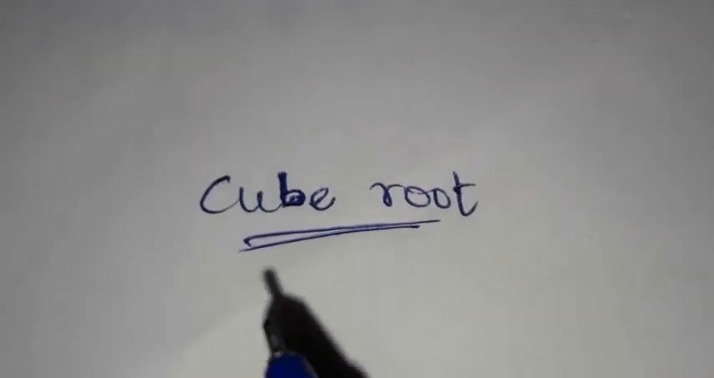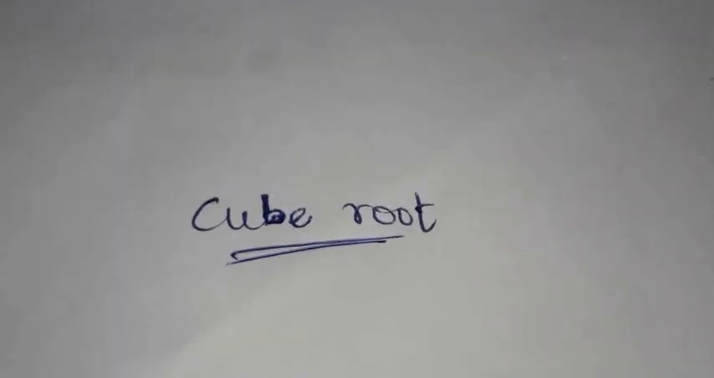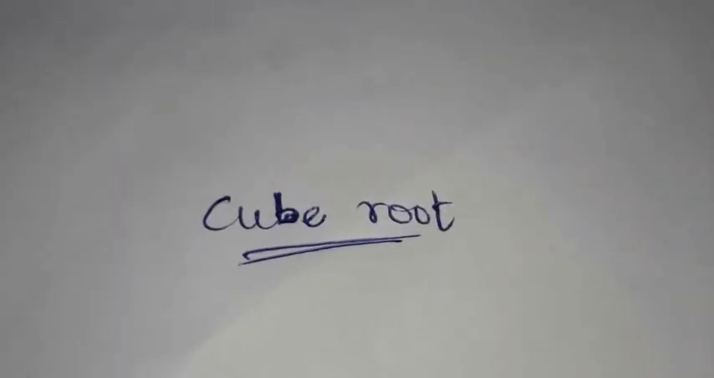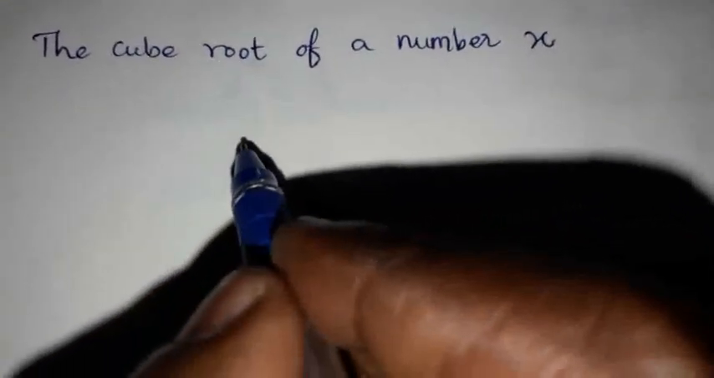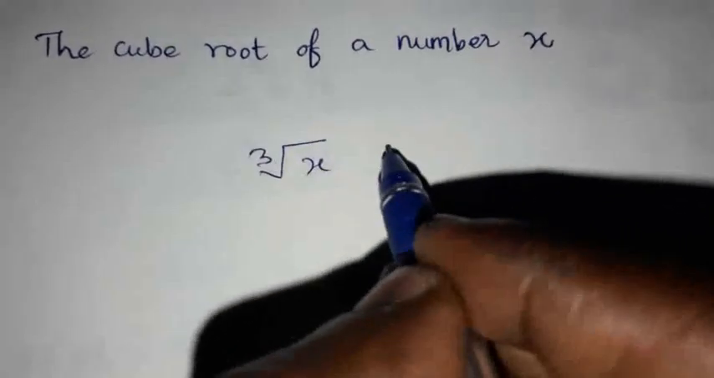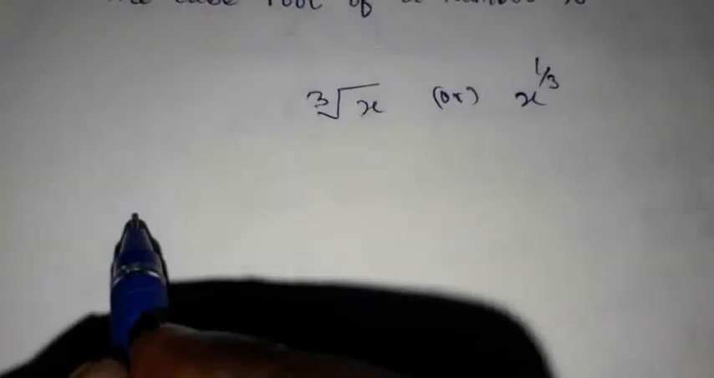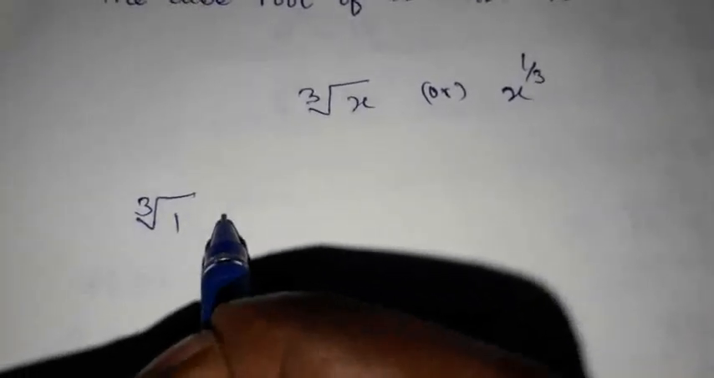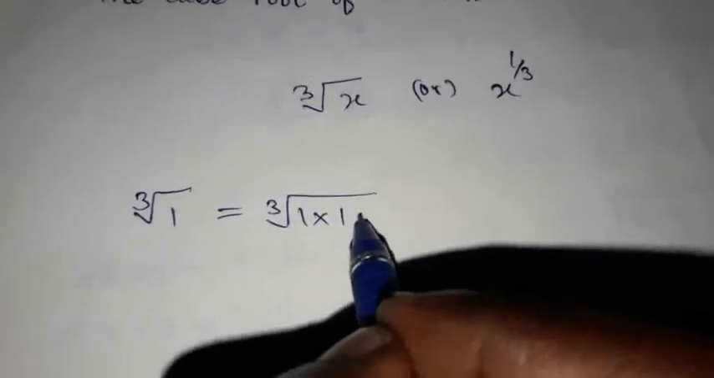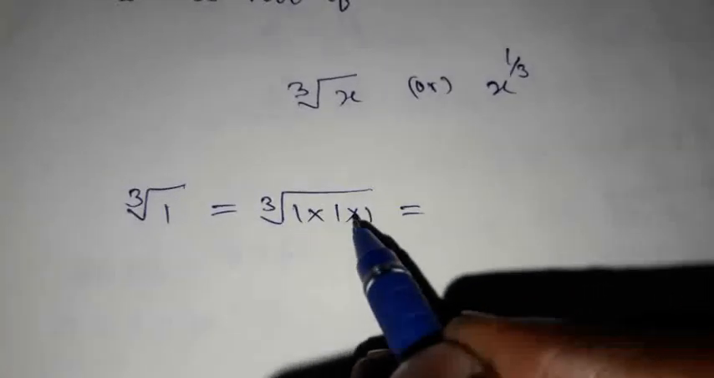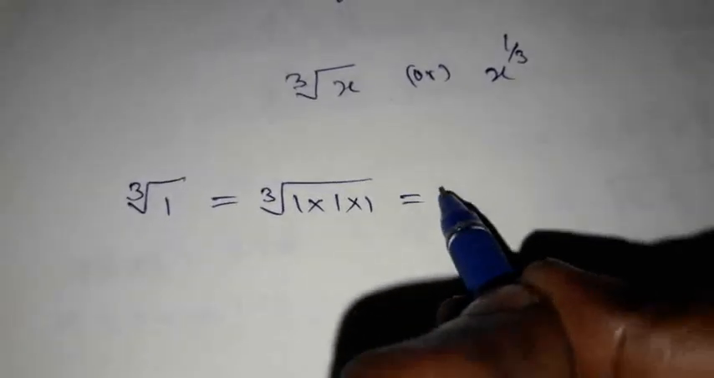Next we are going to find the cube root of a number. Students, listen carefully because you are going to do sums by using this cube root. The cube root of a number x is denoted as cube root of x or x power 1 by 3. Cube root of 1 is denoted as cube root of 1 into 1 into 1. There are 3 1s. We are going to find the cube root. So the answer is 1.